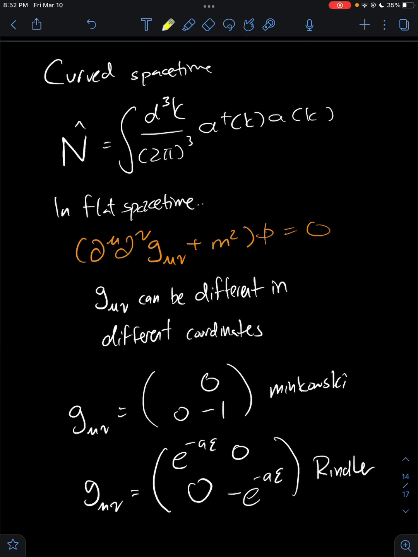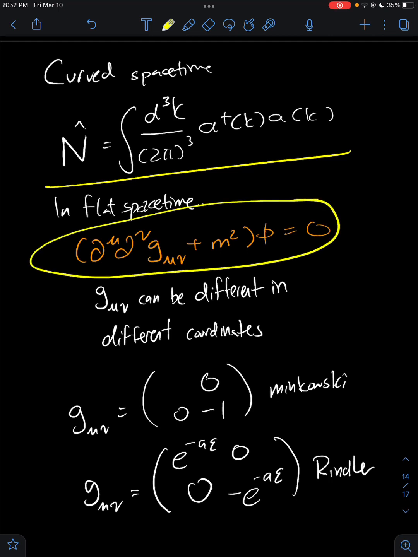It's also nice to see how curved spacetime changes things up a little bit. So here we have the number operator. In flat spacetime, we have this for the Klein-Gordon equation. This is technically true in curved spacetime as well, but for certain classes of curved spacetime that aren't super weird.